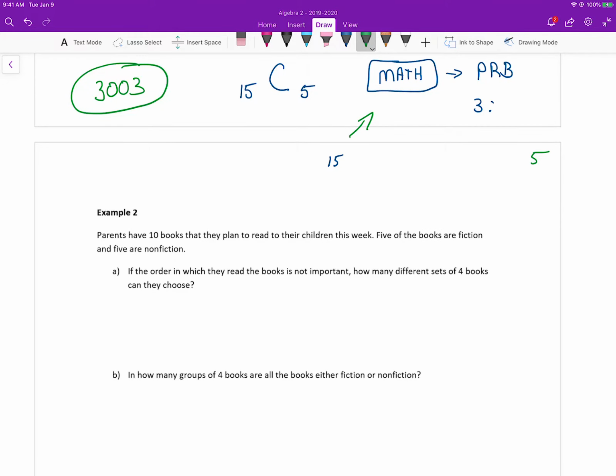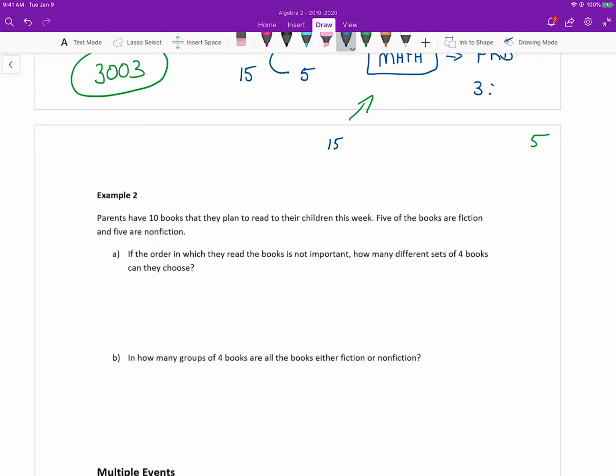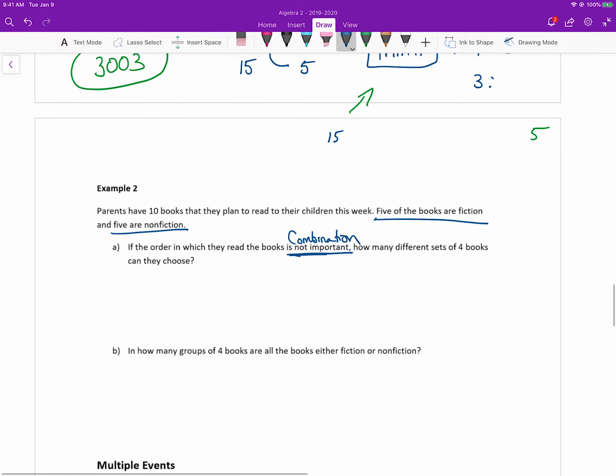Okay, the next example would be books reading. Parents having 10 books to read to the children. So 5 of the books are fiction, 5 are nonfiction. And it says the order in which they read the books is not important. So if order is not important, that tells us right there it's a combination because the order is not important. How many different sets of 4 books can they choose? So there's 10 books total. We know it's a combination, and we're choosing 4 of them.